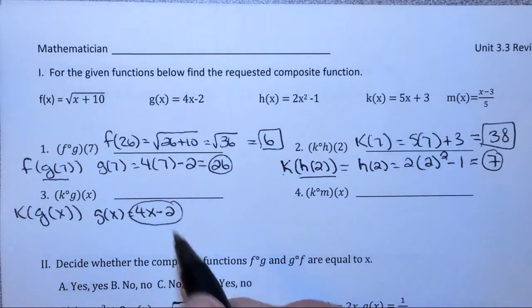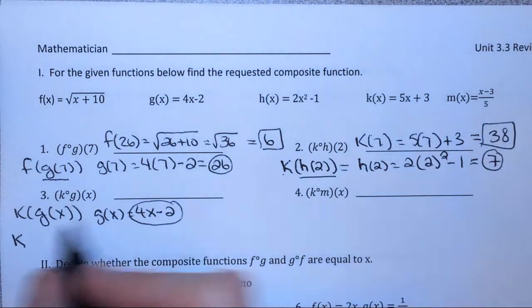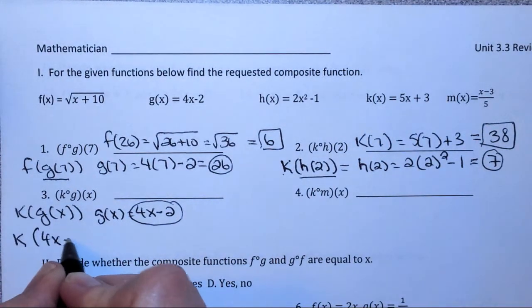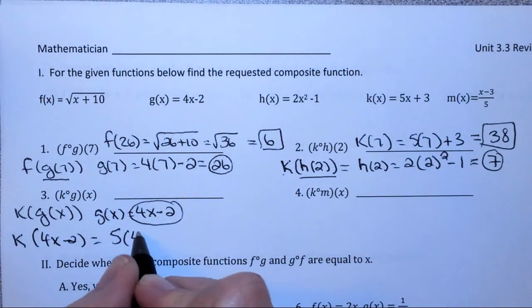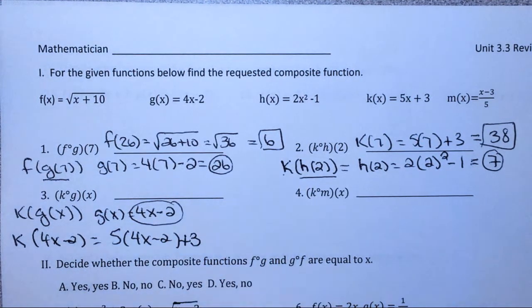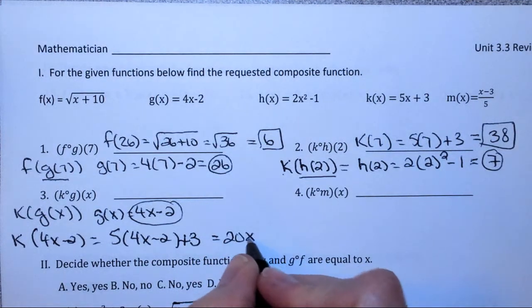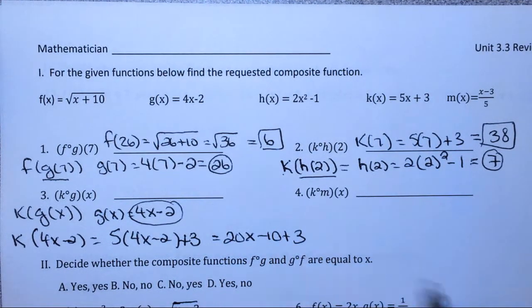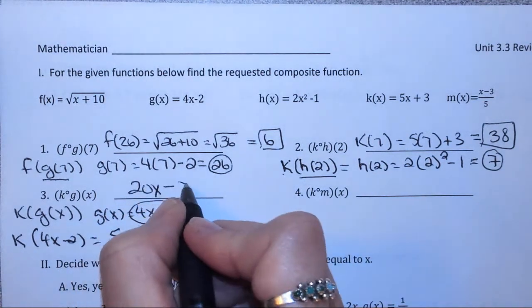That's your first answer. Now you're going to take the answer that we just got, and we're going to plug it in here to our K equation. So wherever the X is, right there, I'm going to put parentheses, 4X minus 2, just bring that down, plus 3. Now I'm just going to distribute and combine like terms. So I get 20X minus 10 plus 3. So the final answer is 20X minus 7.